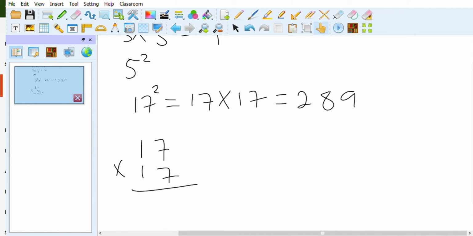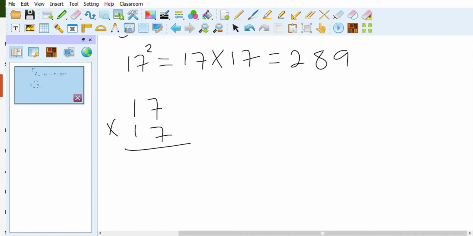And if we do this multiplication, 7 times 7 is 49. Write 9 and you carry 4. 7 times 1 is 7 plus 4. We have 11. 1 times 7 is 7. We begin at the 10th place. So we have 7. 1 times 1 is 1. Remember, after multiplying, we'll add.